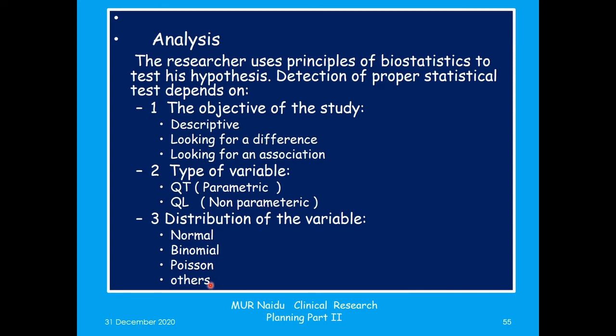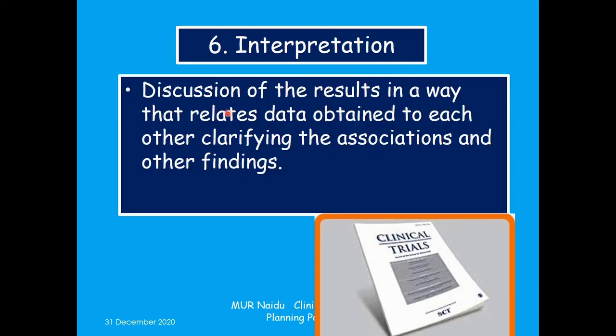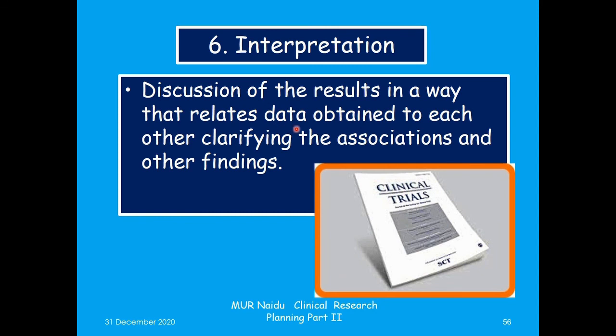So depending on these types, the data is analyzed. The most difficult part of clinical research is the interpretation of the data. The discussion of the results in a way that relates the data obtained in each group, clarifying the association and other findings, is very, very important for a correct interpretation.